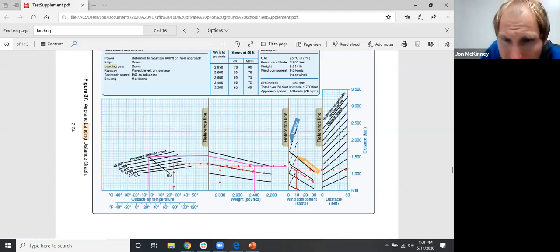So the wind we said is going to be calm. So I'm just going to go straight over with that wind. There's no reason to follow up or down because we're not doing any headwind or tailwind.